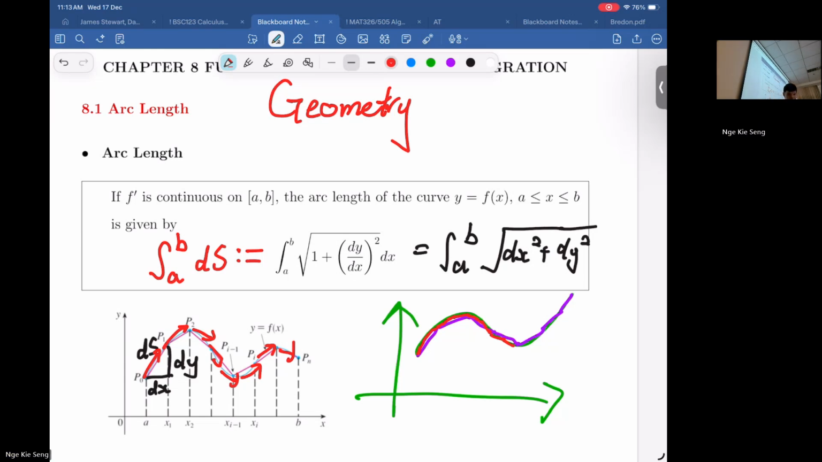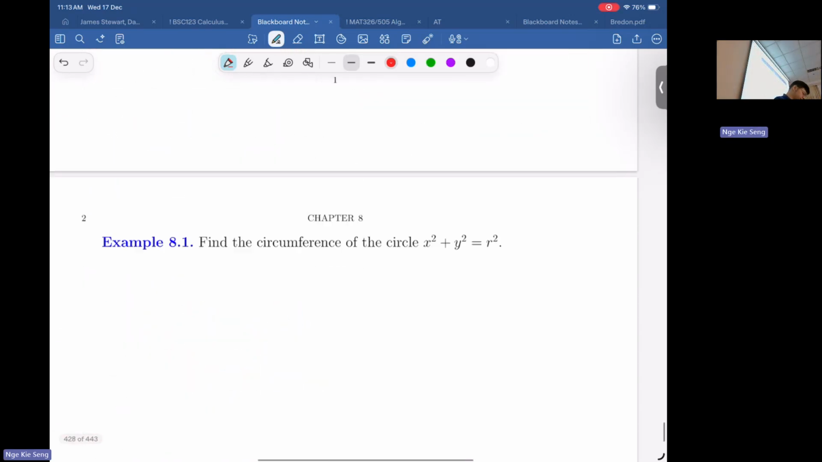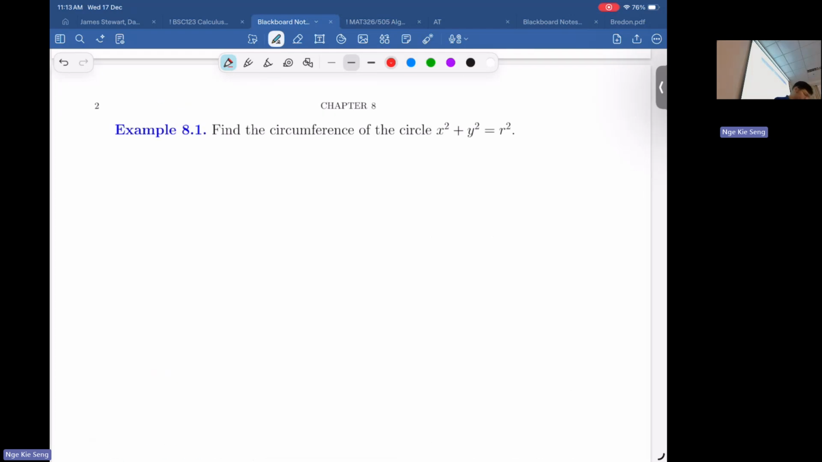Okay. So let's do some computation. Let's do this classic example: the circumference of a circle. Do you remember the circumference of a circle, in particular of radius r, centered at 0? You memorized it from school, right? What is it?